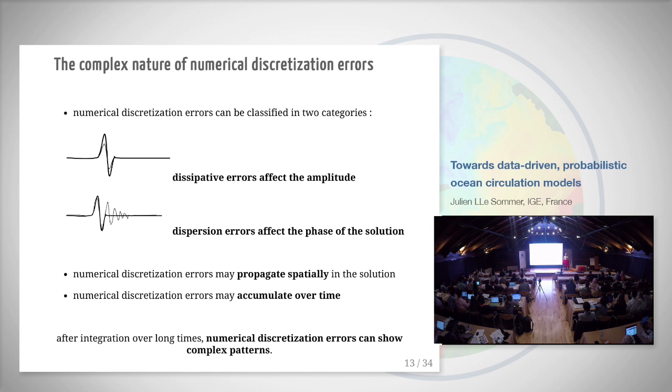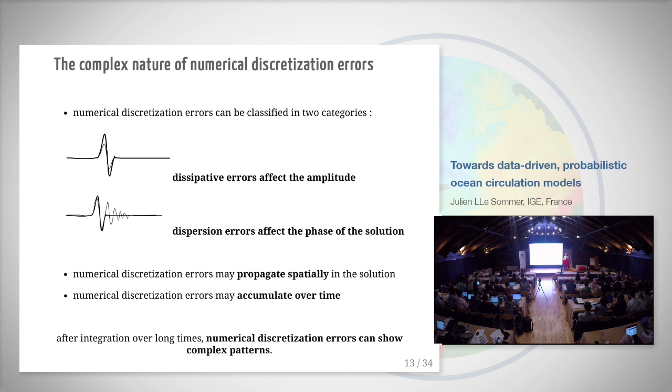On the first hand, you can talk about the dissipative errors. So all the errors that in your evolution equation will tend to affect the amplitude of the signals, and also all those errors that would tend to change the phase of the signals. So we're here talking about dispersive errors.